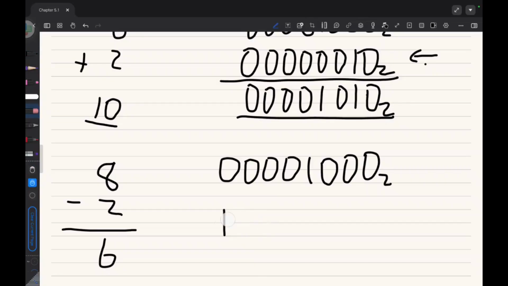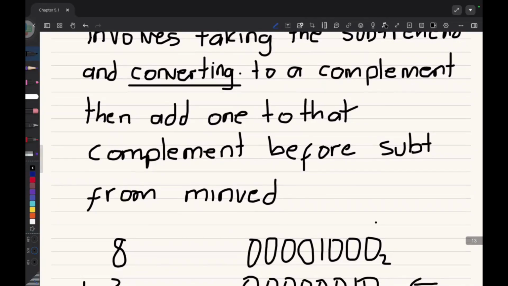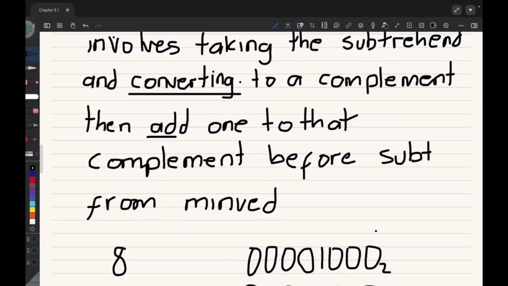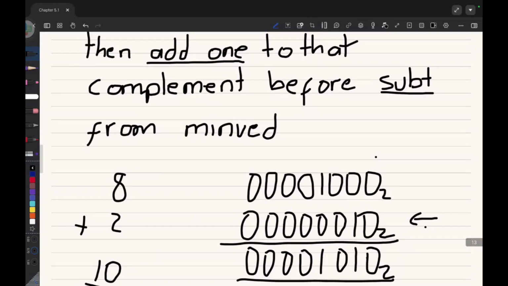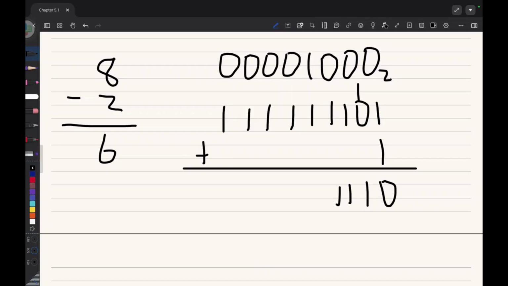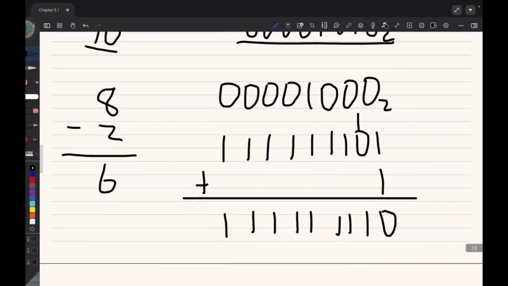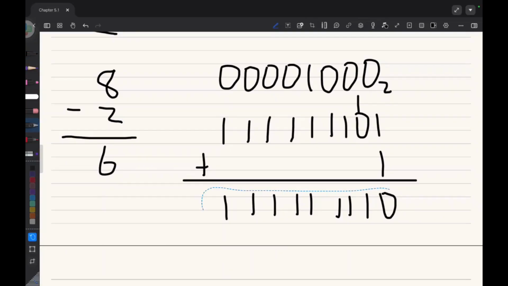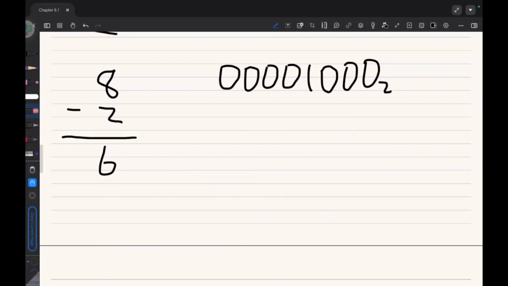Let me start from the far right. The complement is 1 1 1 1 1 1 0 1. The rule says that you add 1 to that complement before you subtract from the minuend. So we add 1, and the result is 1 1 1 1 1 1 1 0. Now we take this value and add it to this number right here.